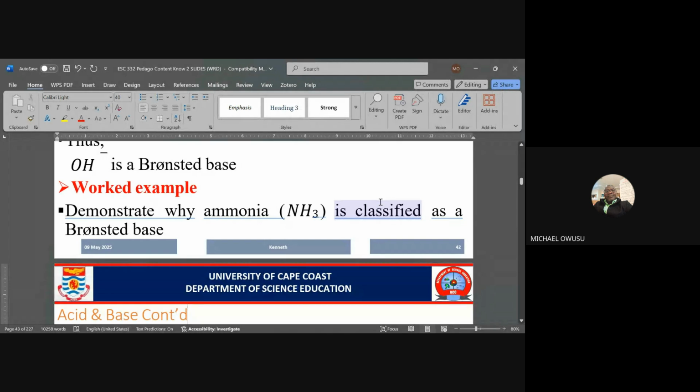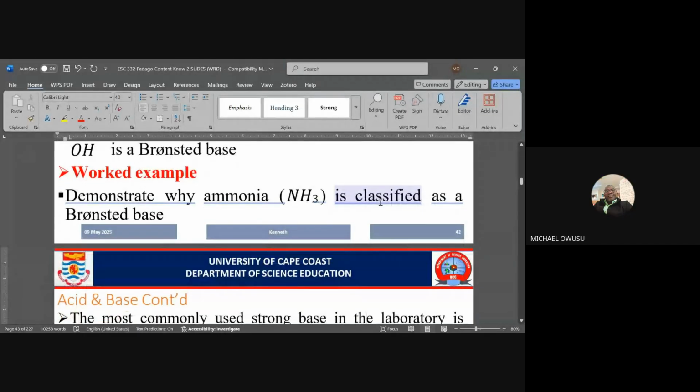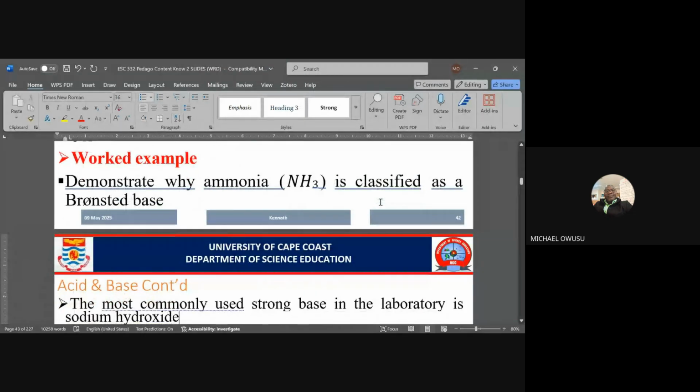Okay, now the floor is open. Ammonia is considered a Bronsted-Lowry base because Bronsted-Lowry said a base is a proton acceptor. And so ammonia is able to accept a proton to form NH4 plus. Because of its ability to accept the proton, it qualifies as a Bronsted-Lowry base. Okay, thank you. That's good.